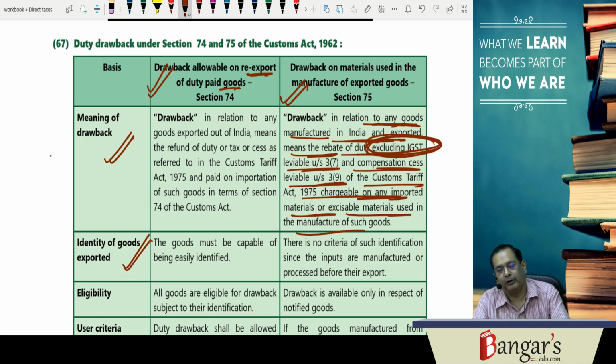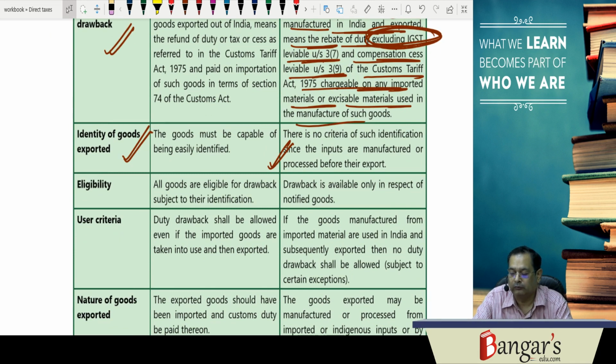Then under section 74, the goods must be capable of being easily identified, whereas under section 75, there is no criteria of identification, since inputs are manufactured or processed before their export. Now here, the drawback will be eligible only when the goods are identified to the satisfaction of AC or DC. Here under 75, there is no such criteria of identification. Drawback is available in respect of notified goods.